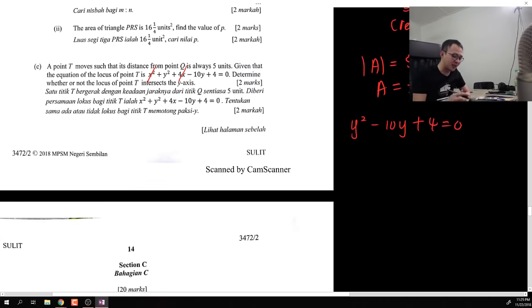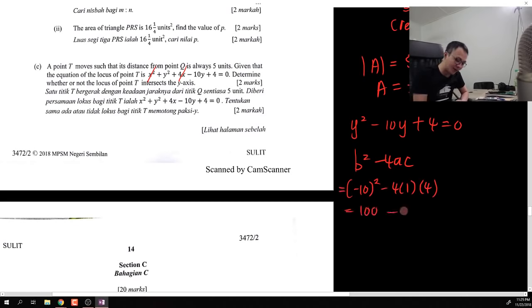So if I want to know whether it touches or not, the easiest way is to do b squared minus 4ac. If b squared minus 4ac is negative, it doesn't touch. If b squared minus 4ac equals 0, it touches at 1 point. If b squared minus 4ac is bigger than 0, it touches at 2 points. So b is negative 10, squared, minus 4, a is 1, c is 4. So this gives me 100 minus 16, so I get 84. 84 is bigger than 0, right?